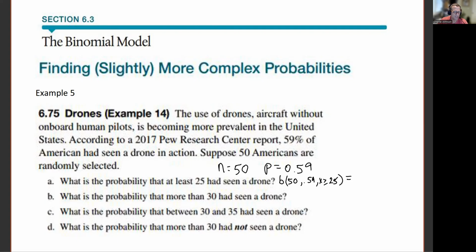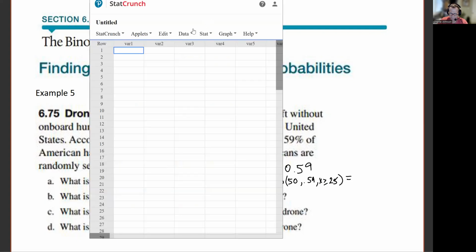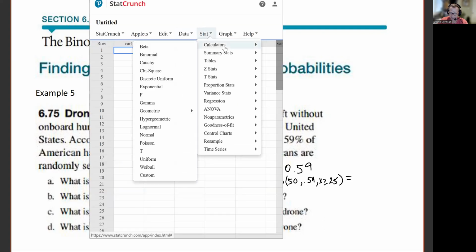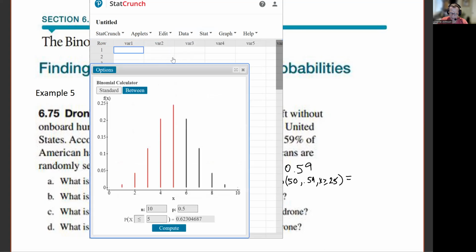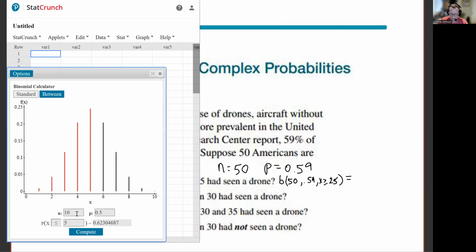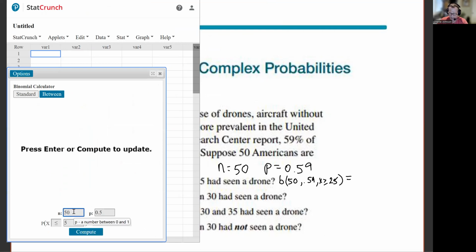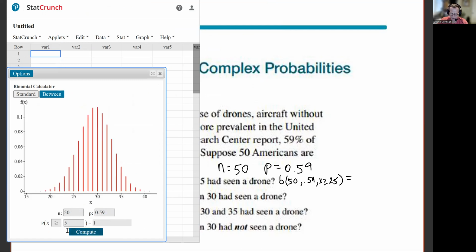So we'll go to our StatCrunch calculator. Stat, calculator, binomial, and we want n to be 50, the probability to be 0.59, and this time we want x to be bigger than or equal to 25. So we get a probability to 3 decimal places of 0.924.